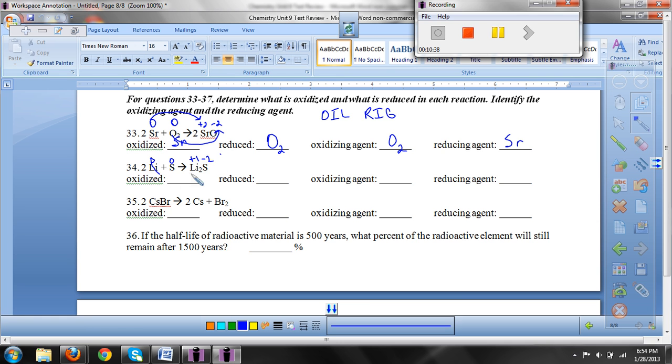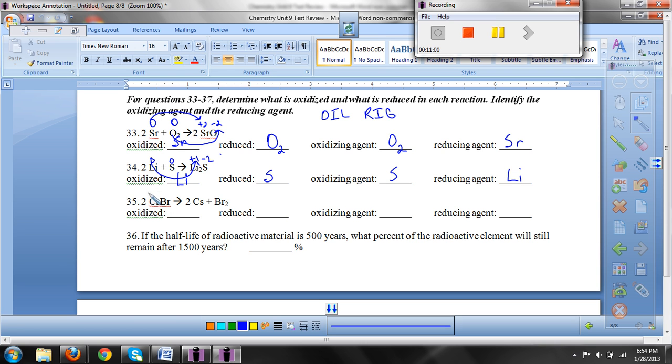So lithium went from 0 to +1, so it lost an electron. And remember, oxidation is the loss of electrons, so lithium was oxidized. Sulfur went from 0 to -2, so it gained electrons. So reduction is gain of electrons. If something gets reduced, it serves as the oxidizing agent. If something gets oxidized, it serves as the reducing agent.